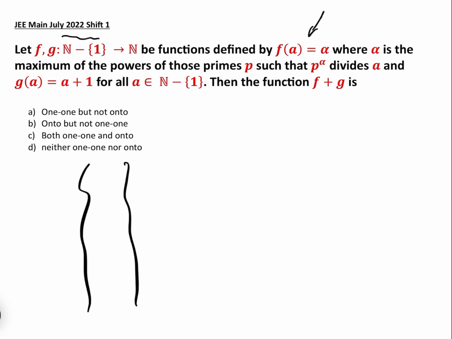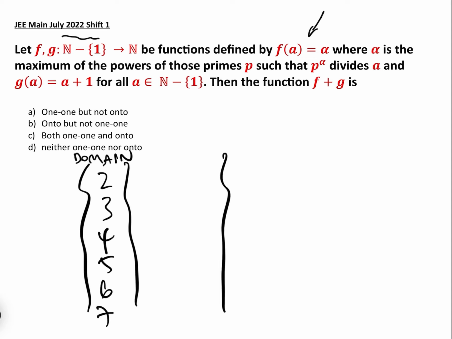Okay, so again, let's draw our domain. So the domain is the natural numbers minus the number 1. That's 2, 3, 4, 5, 6, and 7. And let's draw our codomain.